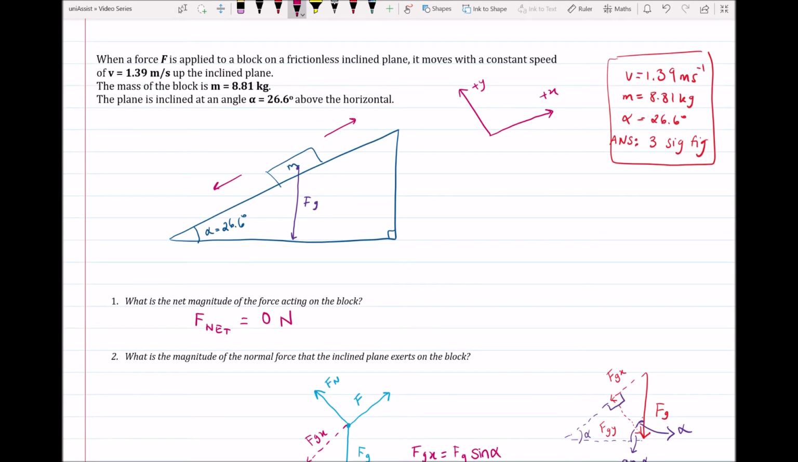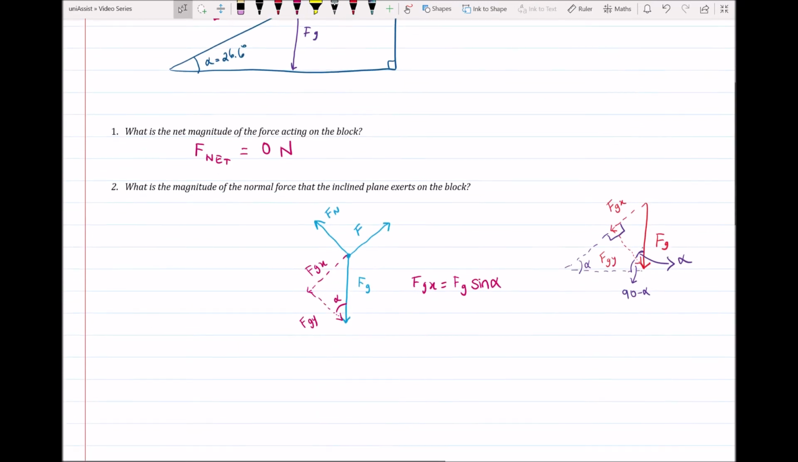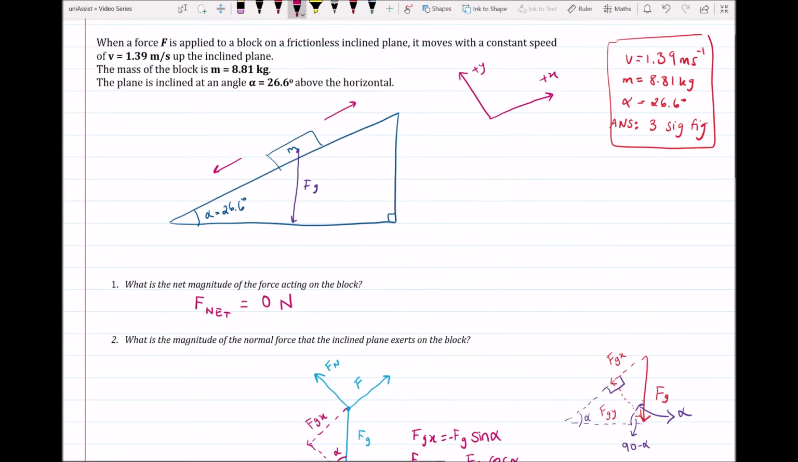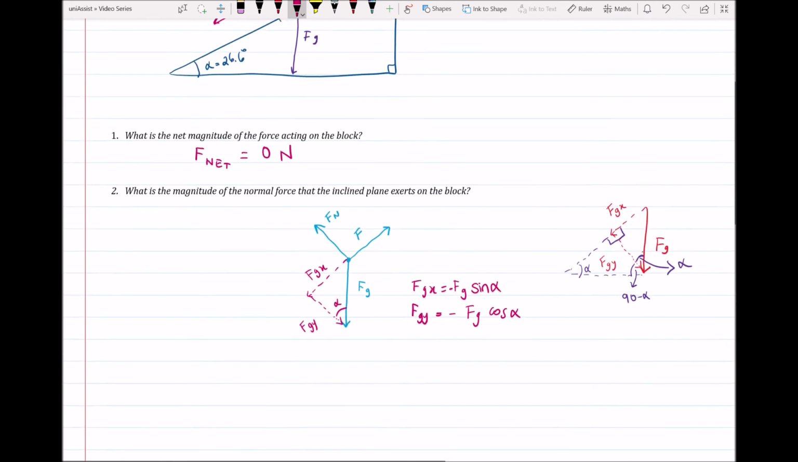My positive x direction is in this way, and my positive y direction is in this way, so my Fgx has a negative sign in front of it, and I'll call that Fgx is equal to negative Fg sine alpha. My Fgy similarly will be my adjacent, so that will be negative Fg cos alpha. Negative again because my positive y direction is in this way and my Fg is acting in the opposite direction.